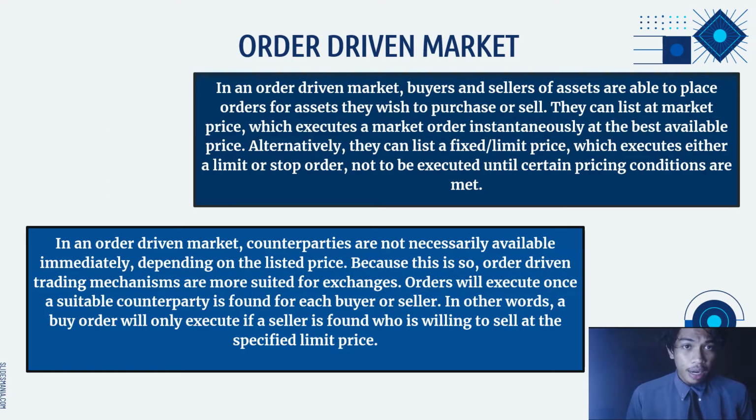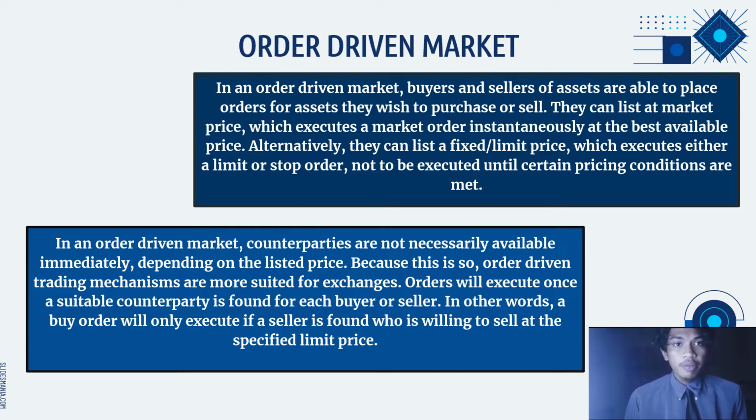So the next one, I will talk about the order-driven market. For the order-driven market, buyers and sellers of assets are able to place orders for assets they wish to purchase or sell. They can list at market price, which executes a market order instantly at the best available price. Alternatively, they can list a fixed or limit price, which executes either a limit or stop order, not to be executed until certain pricing conditions are met.